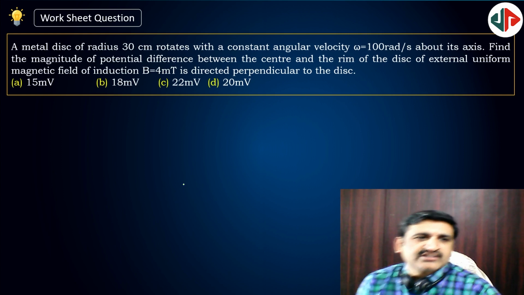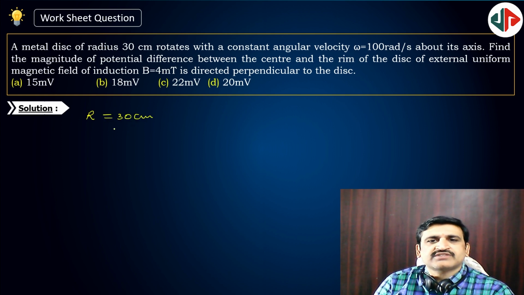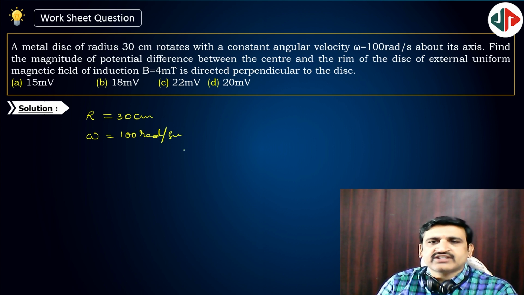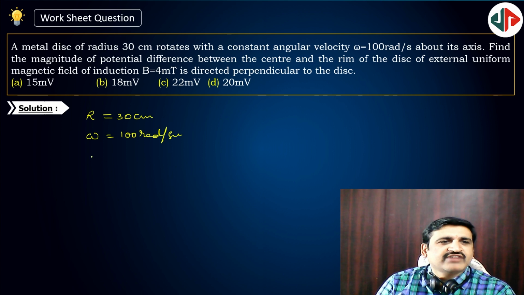A metal disc of radius 30 centimeter rotates with constant angular velocity omega equal to 100 radians per second. This is called data interpretation. You need to convert the data into symbols, then you can find a good formula suitable to it. Find the magnitude of potential difference between the rim and the center of the disc in an external uniform magnetic field of induction.